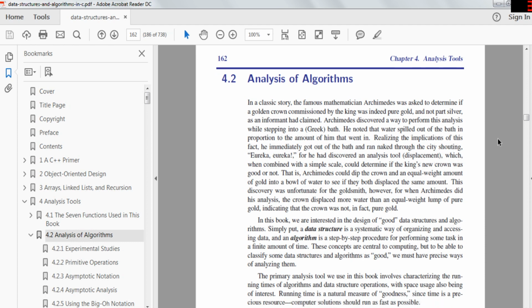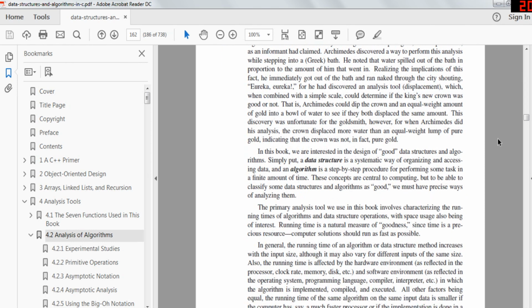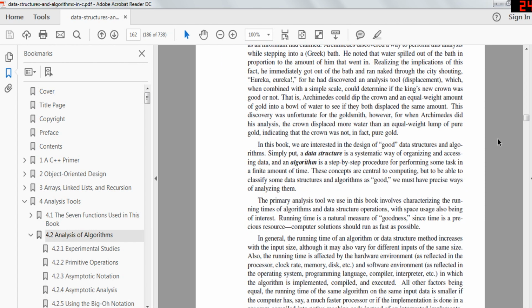So, in this book, we are really interested in the design of good data structures and algorithms. Simply put, a data structure is a systematic way of organizing and accessing data, and an algorithm is a step-by-step procedure for performing some task in a finite amount of time. These concepts are central to computing, but to be able to classify some data structures and algorithms as good, we must have precise ways of analyzing them.